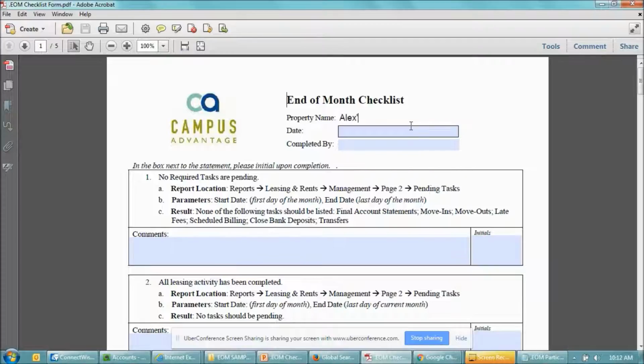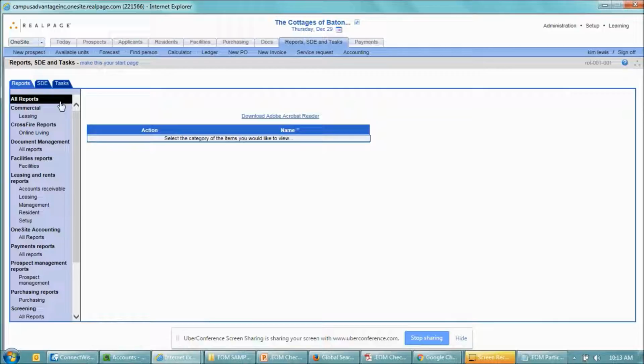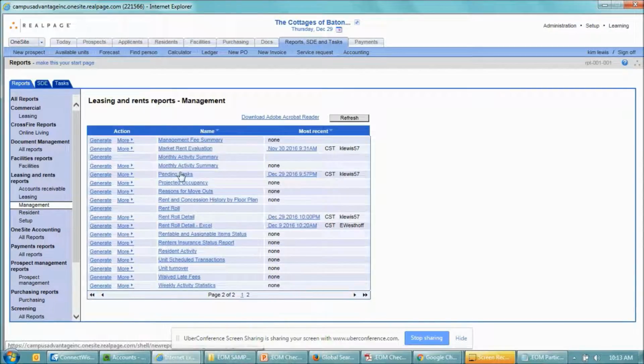The property name is the Cottages of Baton Rouge, and today it's me. All right, so number 1, we need to confirm that there are no required tasks pending, and the report that we're looking for is the pending tasks report found on page 2 of the management leasing and rents reports. So that's kind of going backwards, and with OneSite, we're going to go to reports and then management, page 2. And then we're going to generate this pending tasks report.